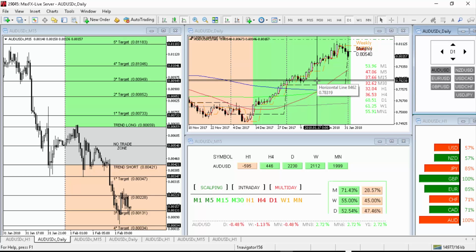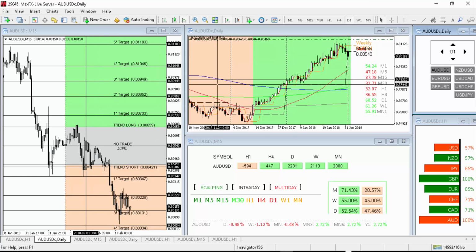Now let's go to the charts to analyze the majors. Aussie US dollar gave a bearish signal at the breakout of the previous daily high, and it's moving inside the bearish zone of the target geometry just above target number 3 at 0.8013. The market is correcting up from the daily low marked at 0.80. In fact, we have a bullish price action at a scalping level. We have a breakout of the previous lows on H4 and the daily.